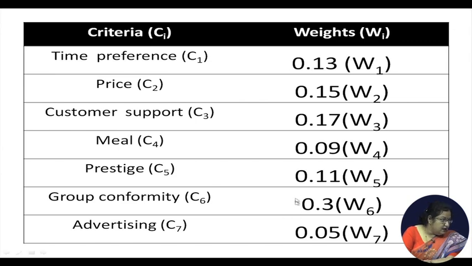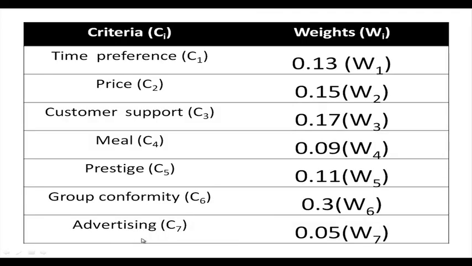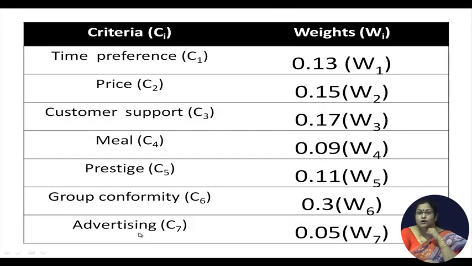Then comes his meal. These 4 we can say are the attitude towards object, the object wise weightage, and the other things like prestige, group conformity and advertisement are his subjective norms: it will increase my prestige in society if I travel by a full service craft; if I select Jet Airways, that will make me conform to my group's choice; and I think the brand which advertises more is better.